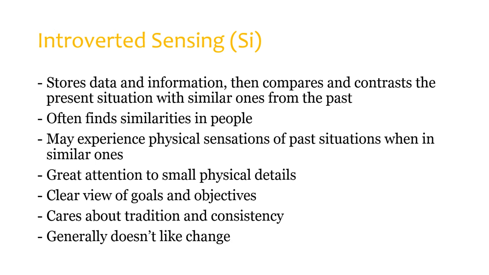Introverted sensing is our next one. This function is responsible for storing data and information, then comparing and contrasting the present situation with similar ones from the past.